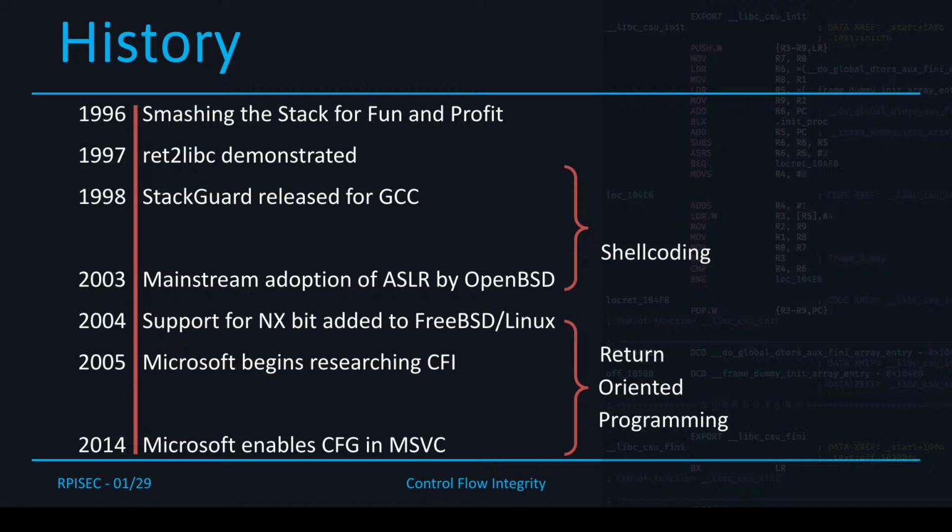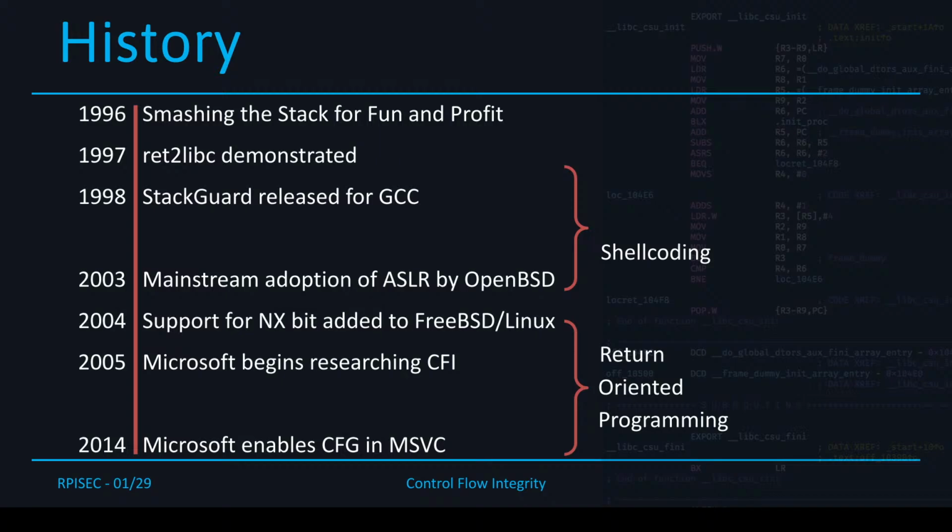So as shellcoding is introduced and as attackers are able to inject their own malicious code into processes and run whatever they want, we see in 2004 FreeBSD and Linux start to add support for this thing called an NX bit, or a no execute bit, which will mark a section of memory as non-executable. And so that's a form of a mitigation that will make it so that even if attackers can inject code into your process, they can't run it, they can't execute it. If you can write to process memory, you can't then execute that same process memory.